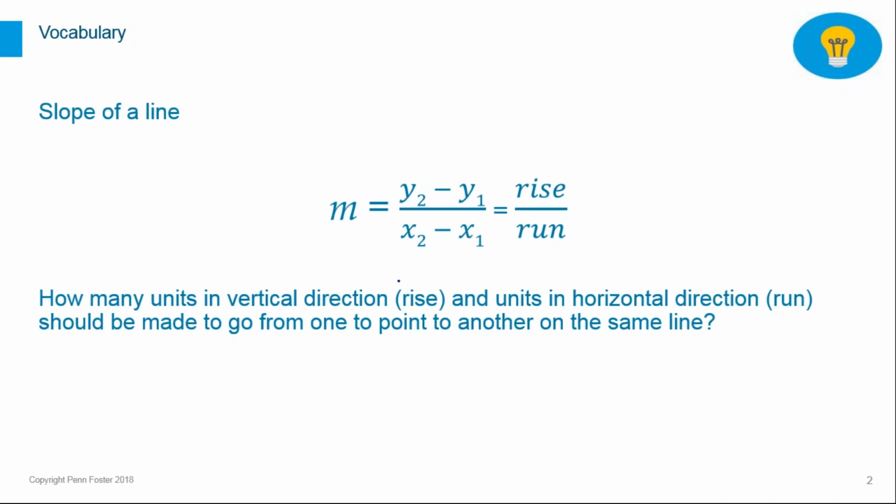During this video, we will ask this same question to find the rise and the run. How many units in the vertical direction, which is the rise, and the units in the horizontal direction, which is the run, should be made to go from one point to another on the same line?